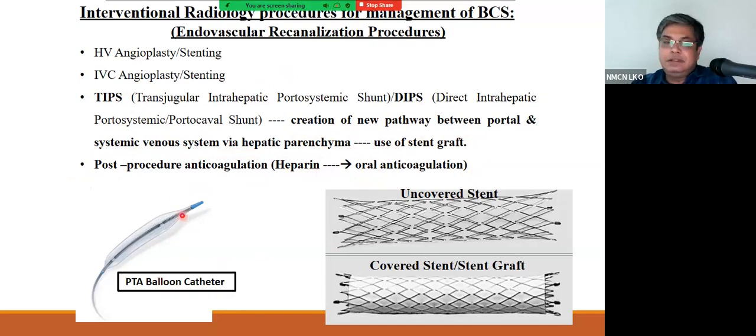Here is a PTA balloon catheter, which is used for angioplasty. And these are examples of uncovered and covered metallic stents.